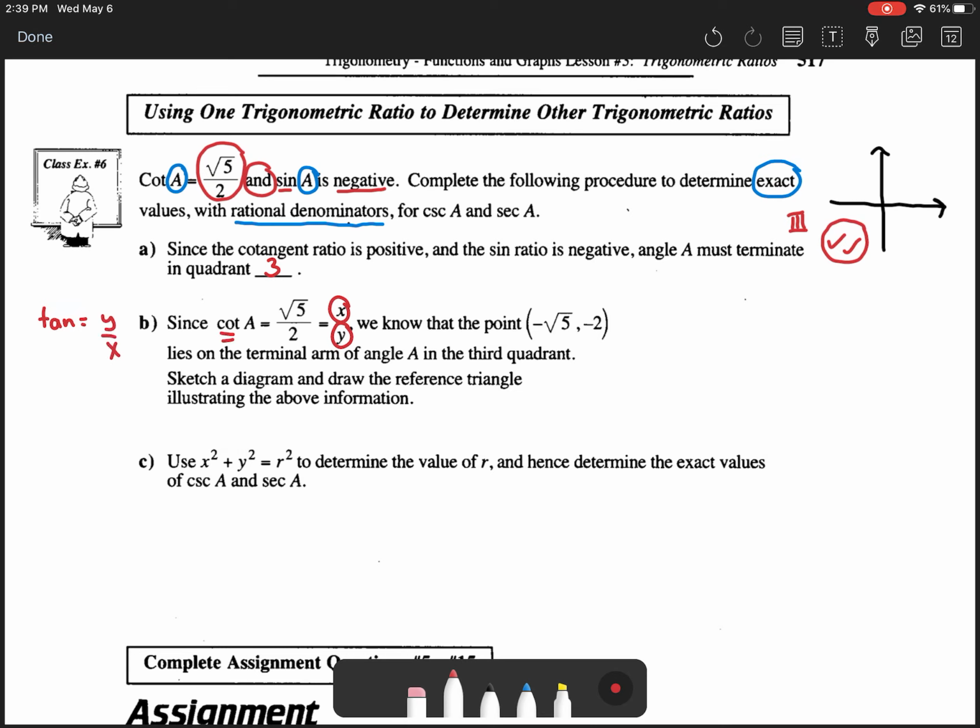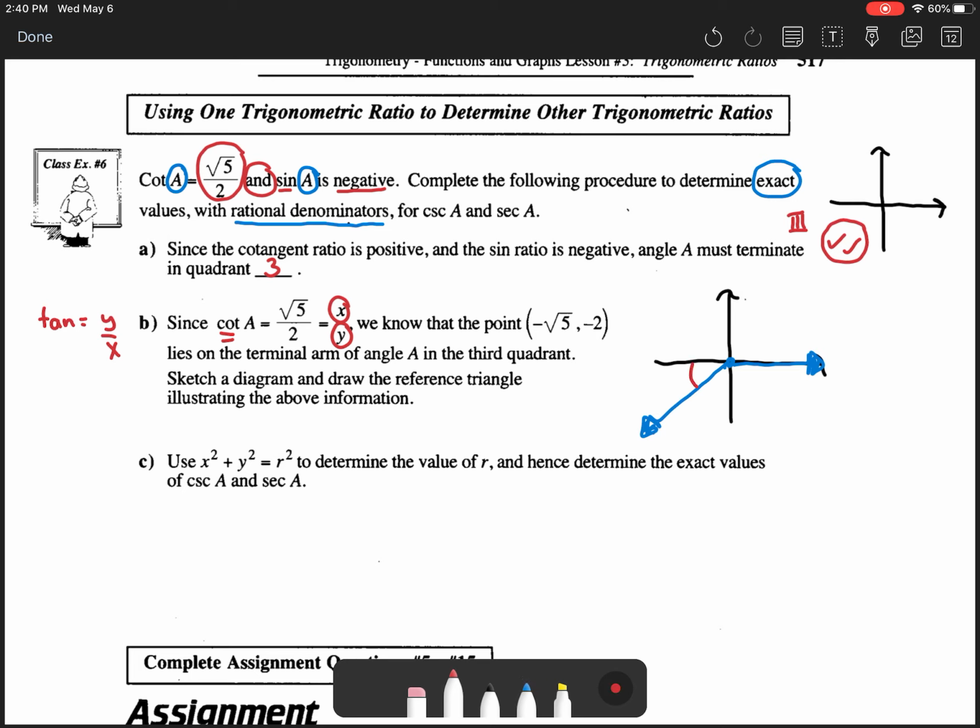And since we're dealing with cotangent, it's 1 over that, so that means that's the x dimension and that's the y dimension, and therefore I know what that triangle looks like that I can draw in quadrant 3. So this is what results from that. I know that I'm in quadrant 3, so I would have some kind of rotation angle that has ended up in quadrant 3. It would look something like this, right? Quadrant 3. So there's your rotation angle.